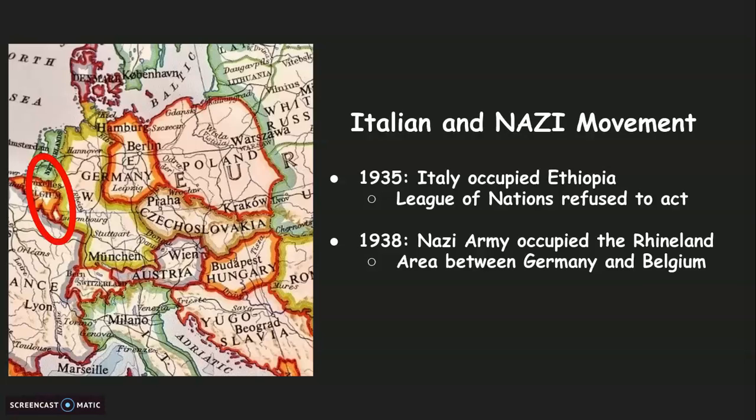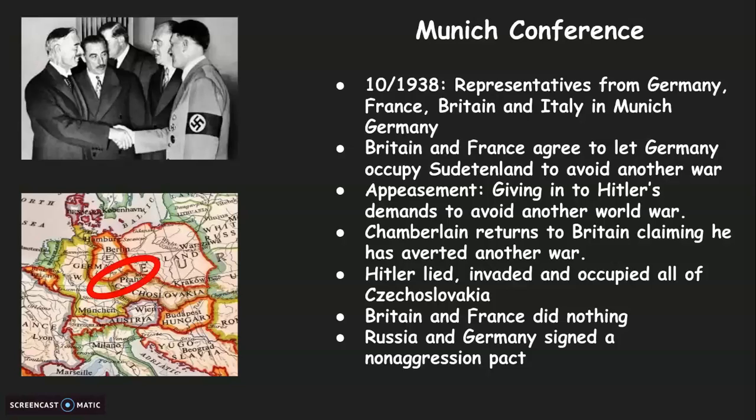Well, Hitler sees this, and remember, he's a dictator now, and he goes ahead and in 1938, he occupies the Rhineland in Germany. And that's the area that's circled on your map right there. That's the area that divides Germany and Belgium and France. So now the Nazi army, growing bigger, occupies this land, and that's something that they weren't allowed to do after the Treaty of Versailles. So what do they do in response?